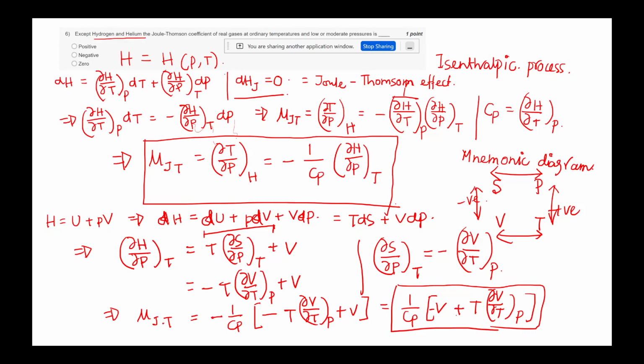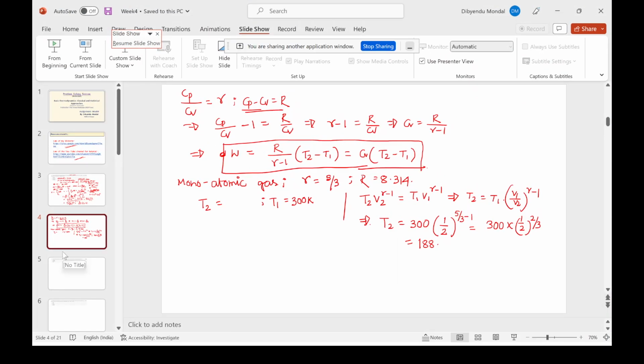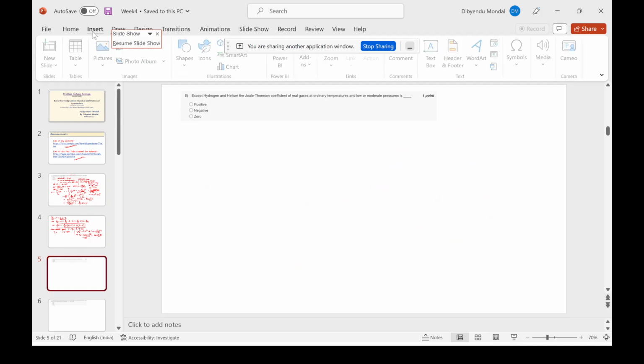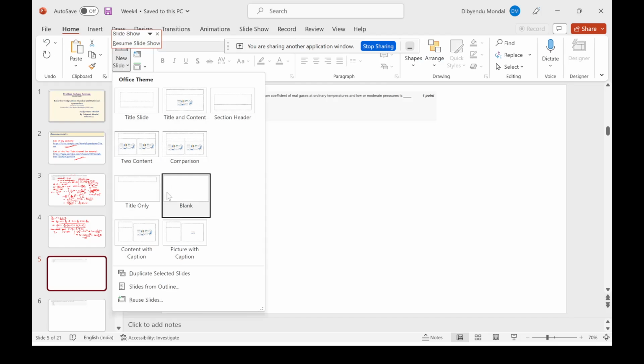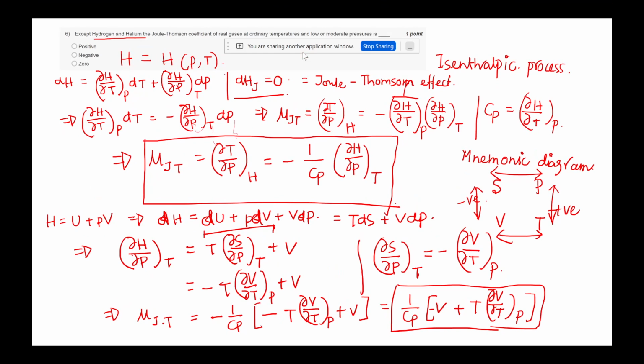Okay, let me add a few pages. Okay, so far so good, everything is right.